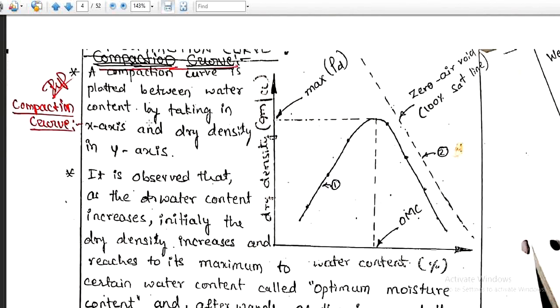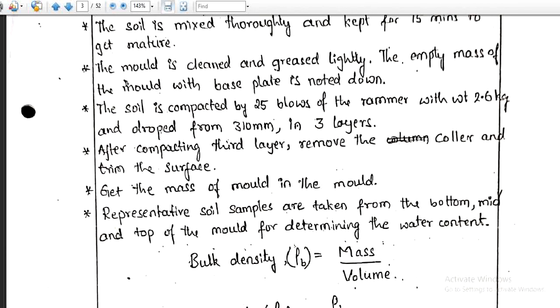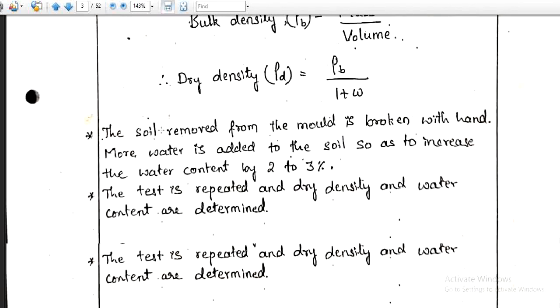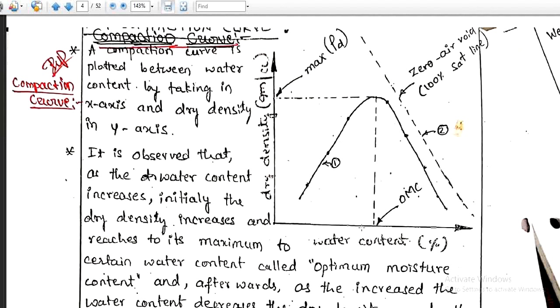So you can see over here, in the previous session we have studied the standard compaction test and the procedure for the standard compaction test. From the standard compaction test, the output which we are going to get is the compaction curve. From this compaction curve we can find the optimum moisture content and maximum dry density by choosing this peak point and drawing a horizontal line as well as a vertical line. Wherever this horizontal line touches the y-axis is called the maximum dry density, and wherever this vertical line touches the x-axis is called the optimum moisture content.